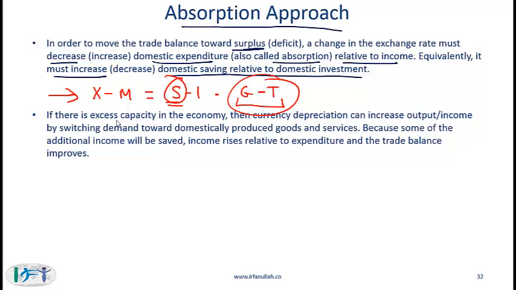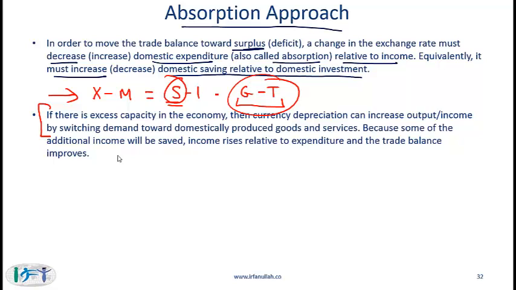If there is excess capacity in the economy, then currency depreciation can increase the output or the income by switching demand toward domestically produced goods and services. Because some of the additional income will be saved, income rises relative to expenditure and the trade balance improves. I hope this is self-evident.